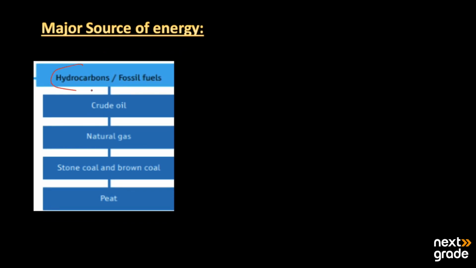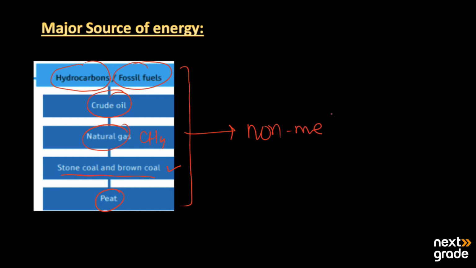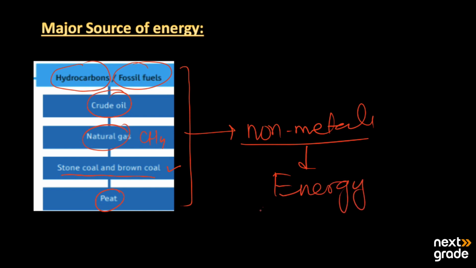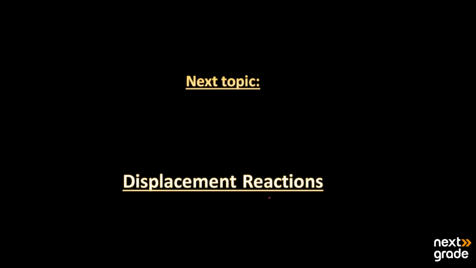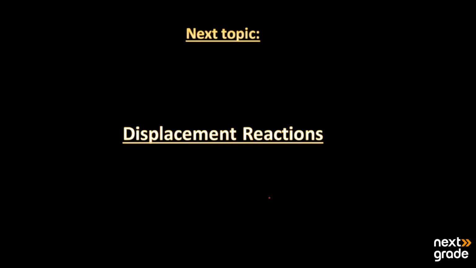When we talk about hydrocarbons and fossil fuels, like crude oil, natural gas, which is methane, coal, brown coal, and peat, all these are basically non-metals, and these non-metals are the specific source of energy for all living organisms. So we can say that without non-metals, life would not be possible on the earth's surface. Their percentage is very small, but they are very important for human beings. So this was all about today's lecture on the significance of non-metals.